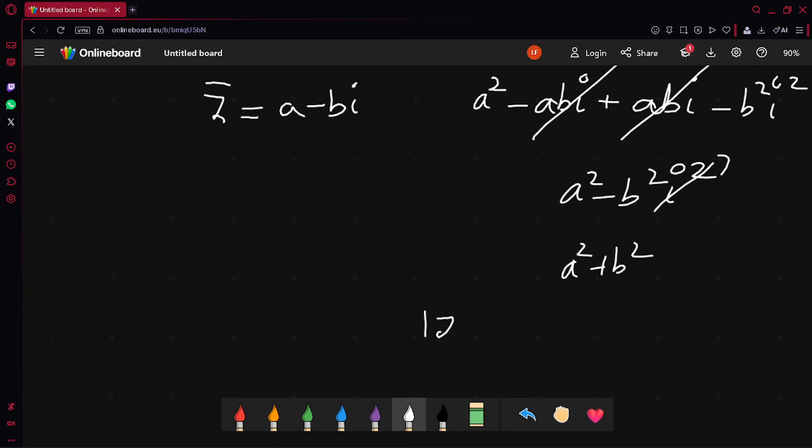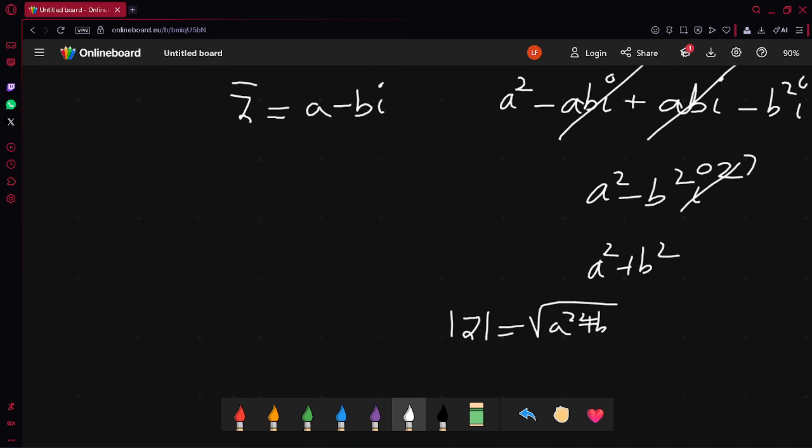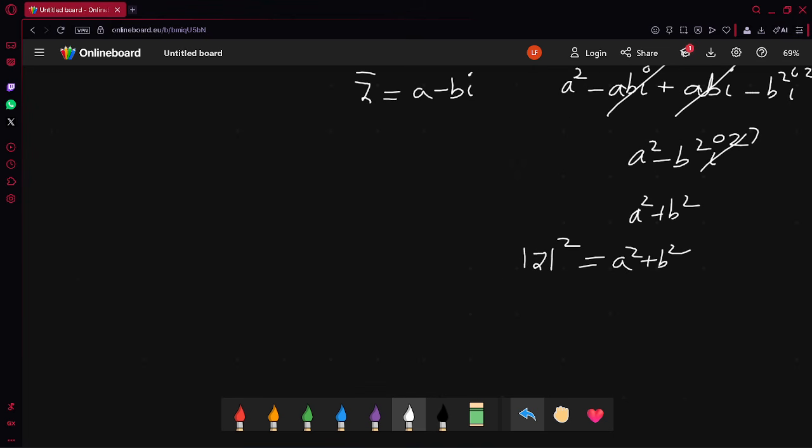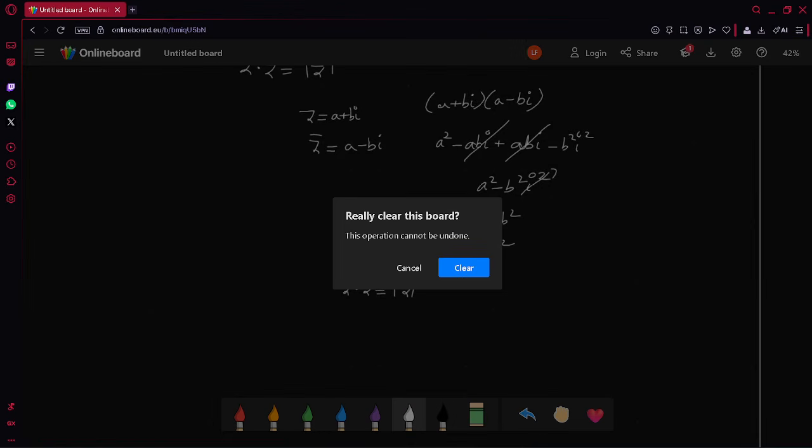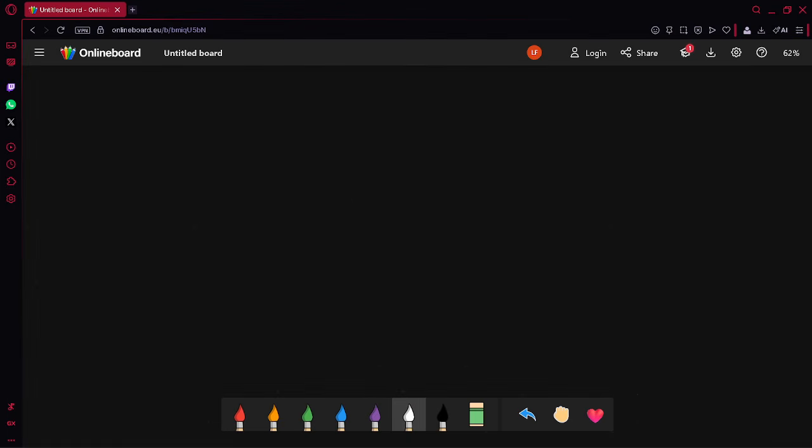And we know modulus of z equals the square root of a squared plus b squared. So the square would be a squared plus b squared. So we proved that z times the conjugate of z equals the square of the absolute value of a complex number. And let's say z is a complex number.